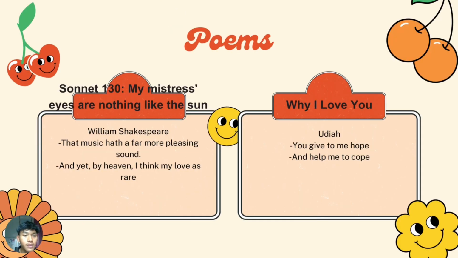Next, as you can see, these are the examples of poems that I've chosen to make my cento poetry. The first one is Sonnet 130, My Mistress' Eyes Are Nothing Like the Sun by William Shakespeare. And the second one is Why I Love You by Udia. And this is my finished cento poetry.